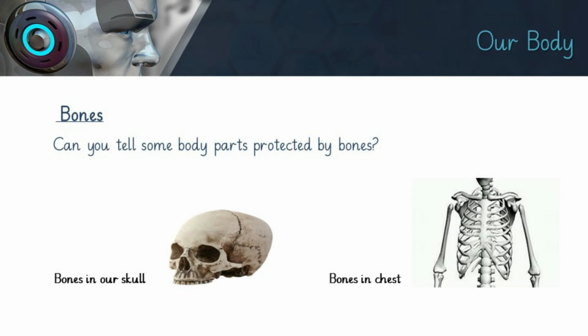Alright, in context of the given details, let's discuss the given question. Can you tell some body parts protected by bones? Which body part is protected by our skull? And which body parts are protected by the rib cage, the bones in our chest? Just think about it. Alright, coming up with the answers. Yes, the brain is protected by skull bones and our rib cage encloses the heart and lungs. Alright, correct answer.